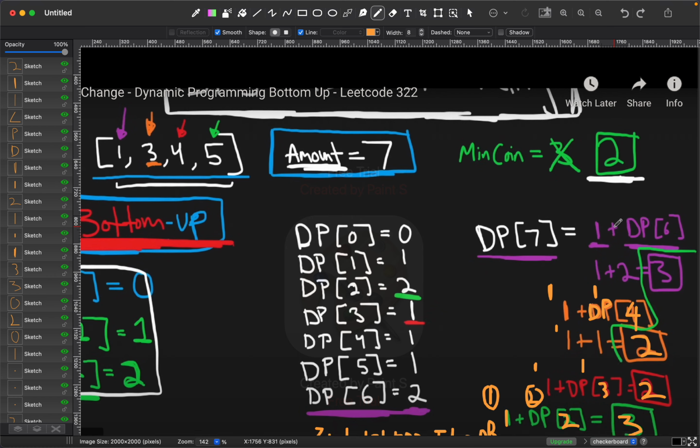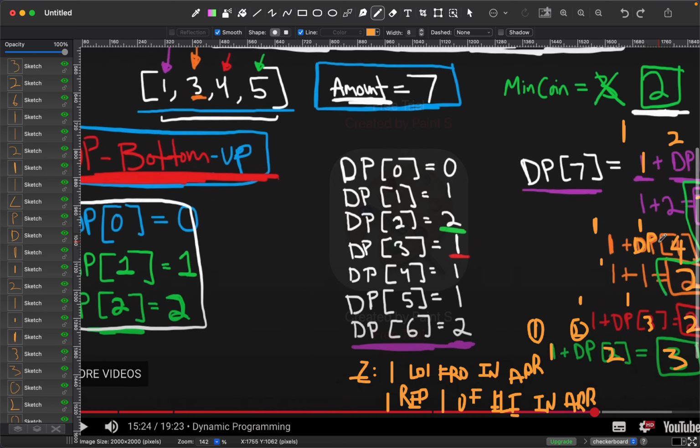This guy is 1 coin of 1. So this is 1 coin obviously. And you 1, you plus what becomes 7? You plus 6. So therefore I input a 6 over here. And 6, how many coins do I need? I need 2 coins. So 1 plus 2, I get 3. And how do I actually calculate all this, every single item?